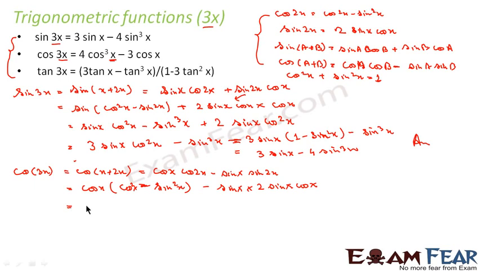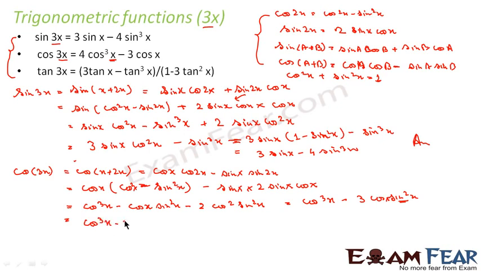So what I get from this is cos cube x minus cos x sin square x minus 2 cos x sin square x. This is nothing but cos cube x minus 3 cos x sin square x. Now this is a sin square term, we don't want this. So what we'll do here is, we will write this and we'll write this till now.